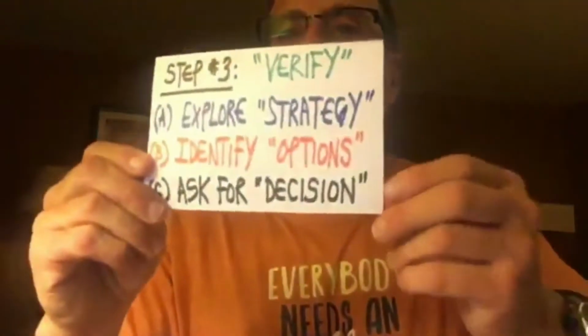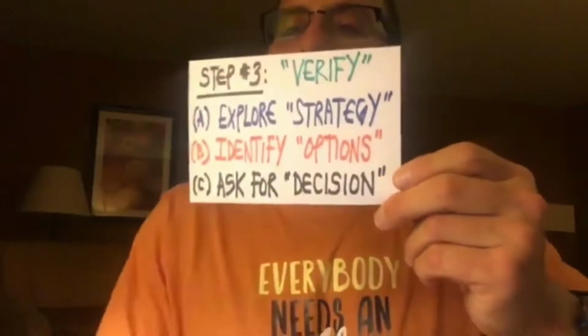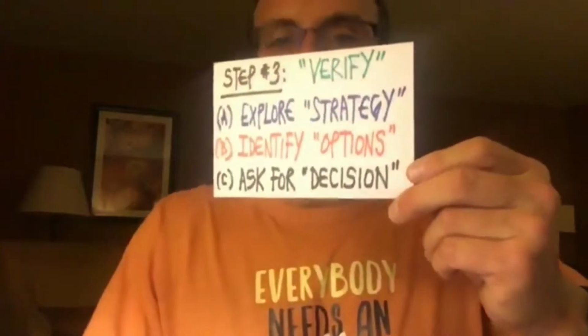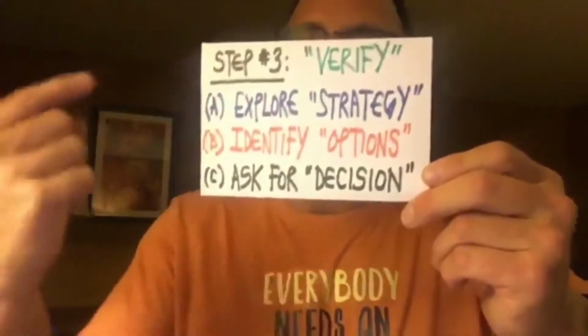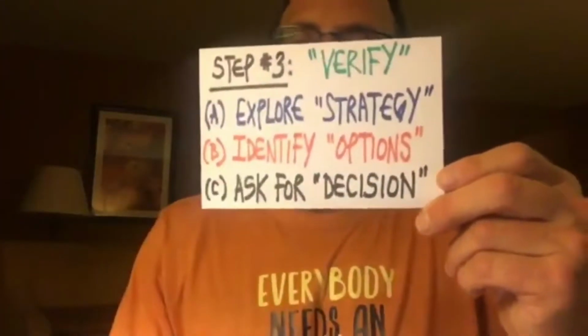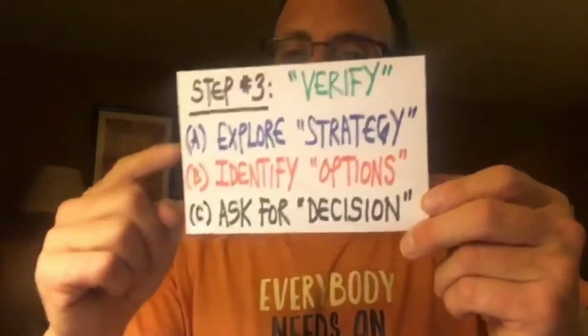And then step 3, verify. Now, if you're offering something over $10,000 US dollars, then you want to verify what happened during the discovery session. You want to explore strategy. Now, discovery is selling the emotion of hope. It's not knowing how to get from point A to point B. It's knowing that there is a point B.